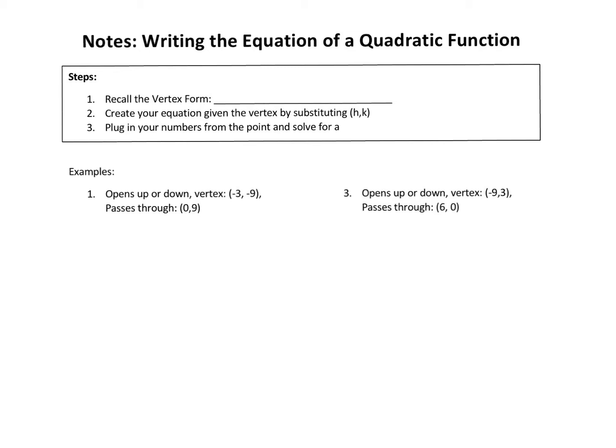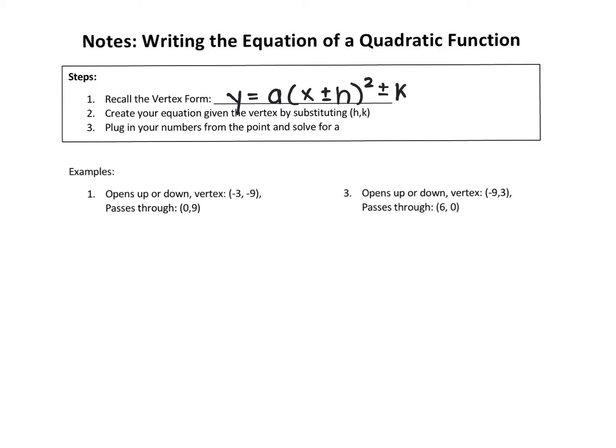So today we are writing the equation of a quadratic function given the vertex and a point. What we're going to do first is fill in this blank. On number 1, the first thing I need to do is recall the vertex form. So I need everyone to write down y equals a(x plus or minus h) squared plus or minus k. My second step is that I'm going to plug my vertex into the equation.